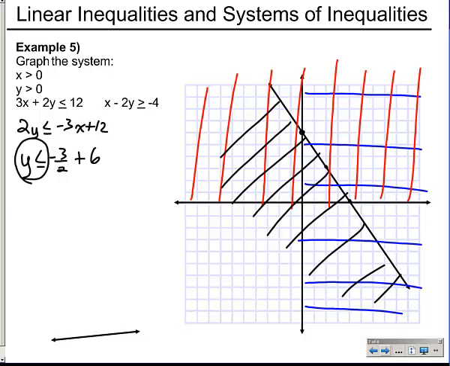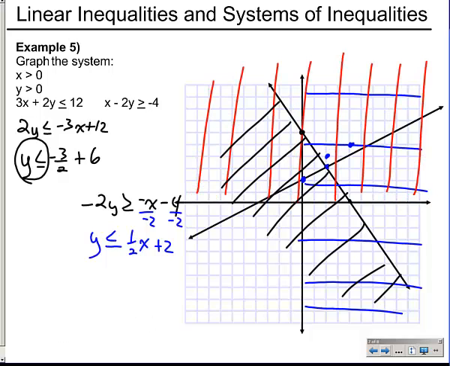And the next one, I'm going to move the x over, and that's going to give me a negative 2y is greater than or equal to negative x minus 4. Then divide everything by negative 2. My inequality needs to flip, so it becomes less than or equal to. Negative over negative gives me a positive 1/2 x, and negative 4 divided by negative 2 gives me a positive 2. So I'm going to go up to 2, which is here. That's my y-intercept. Then I'm going to go up 1 over 2, up 1 over 2, and then draw my line through there.